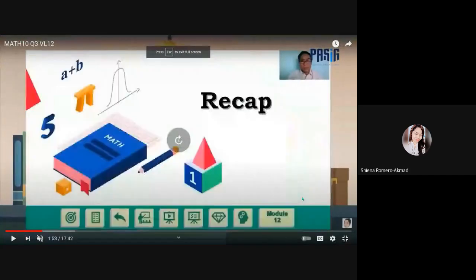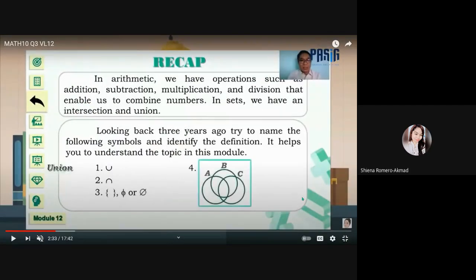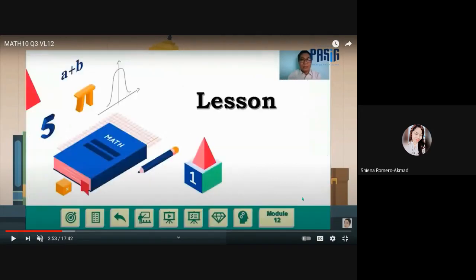Okay, so let's have a recap. Ano ba yung mga symbols na yan? The first one is union, meaning we have to combine the elements. Number 2, intersection, find the common element. Yung 3 is empty. Pag sinabing empty, ibig sabihin, like for example, event A is empty, meaning no elements. Well, number 4, we have the Venn diagram.